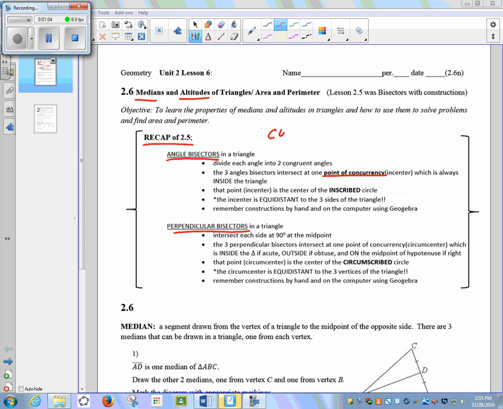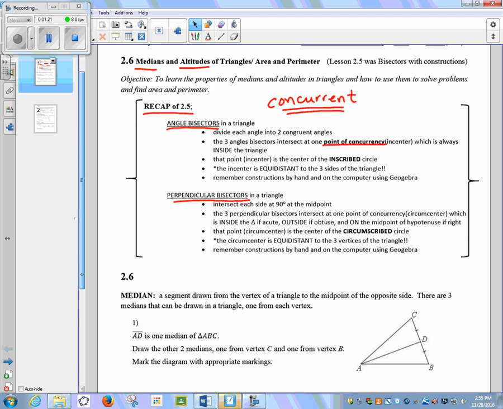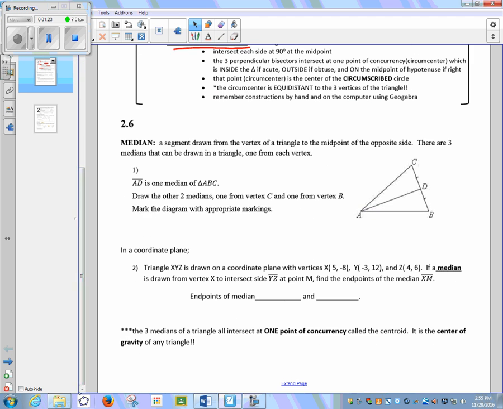So all four of these things are concurrent with each other. Medians are concurrent with each other, altitudes are concurrent with each other, etc. So these four things do kind of link together, but I'm going to skip down to our new vocabulary for this video. The first thing is a median.